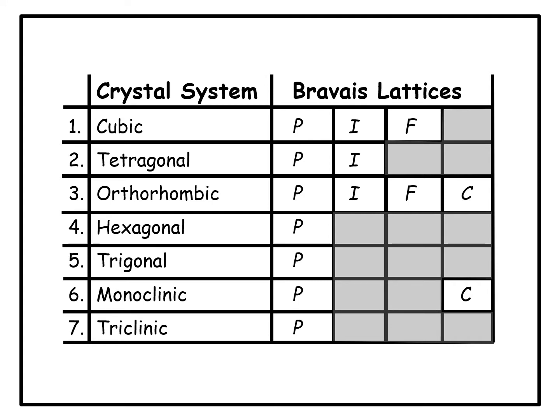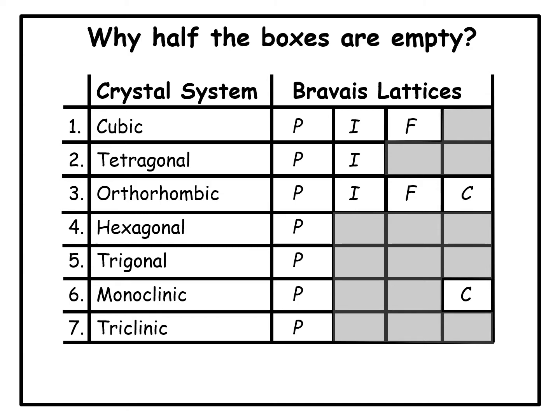Others don't have these 4 possibilities. Cubic has only 3, tetragonal 2, hexagonal 1. Why? So 7 crystal systems, if each of them were having 4 possibilities, 7 into 4, 28 possible lattices were there. However, Bravais has included only half of them, 14 of them. So why half the boxes?